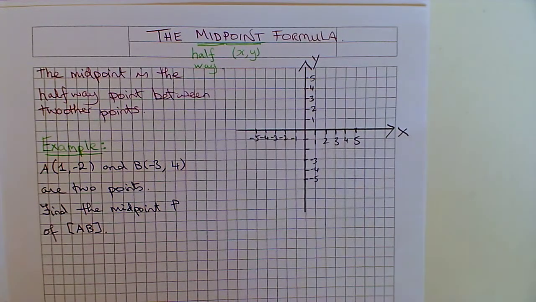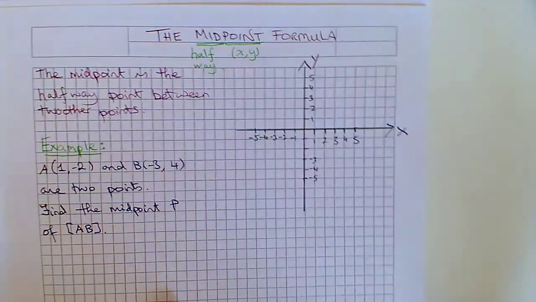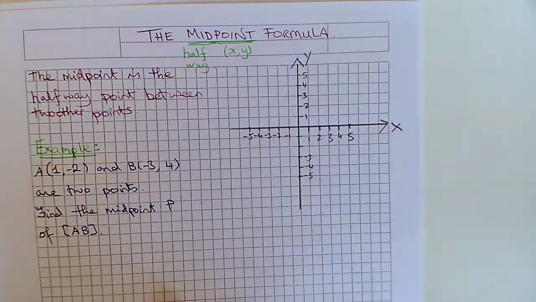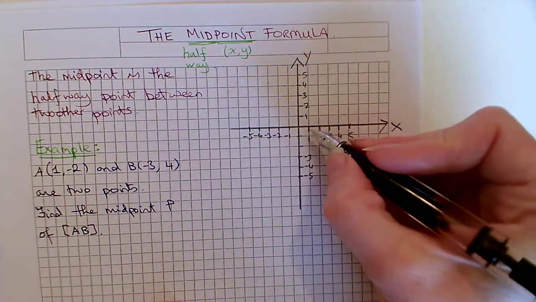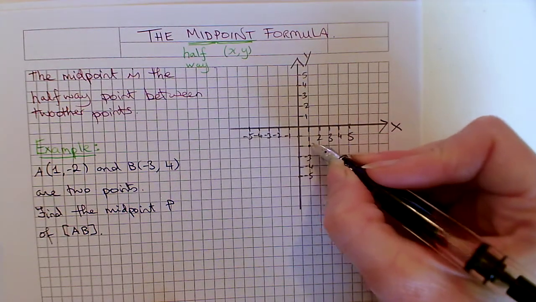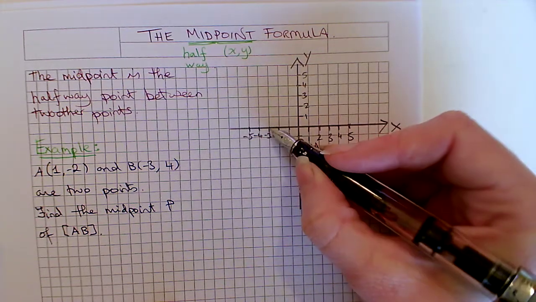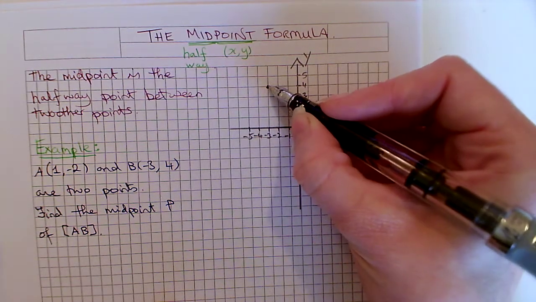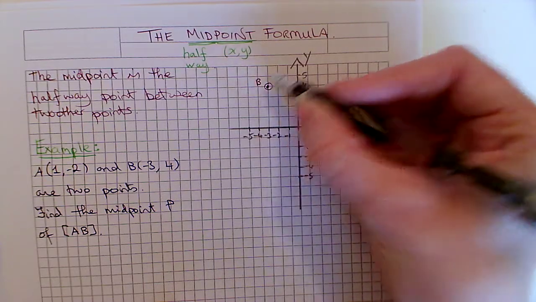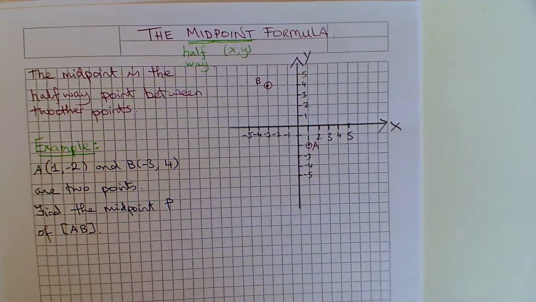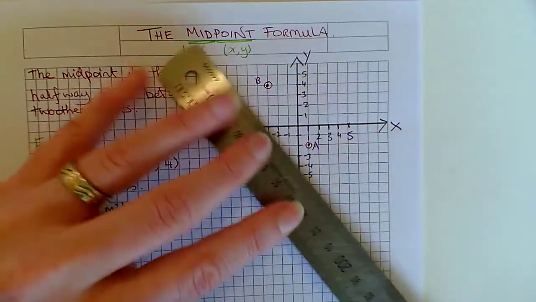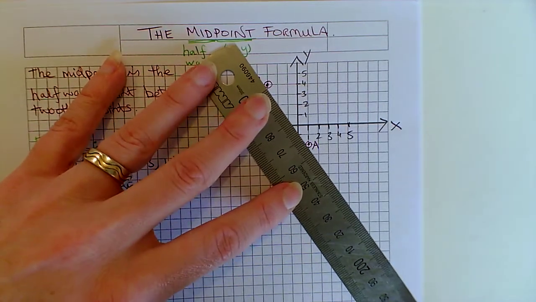Well, let's plot them on our Cartesian plane first of all, because it helps to have a visual representation. So A is the point (1, -2). So 1, -2, there's A. And B is the point (-3, 4). So there's the point B. Like I said, sometimes I draw a circle around it just to make it clearer. I'm going to join these two points together.